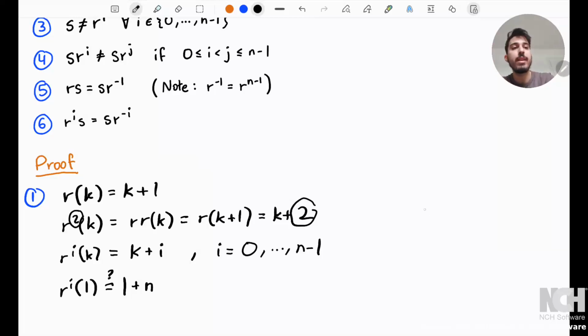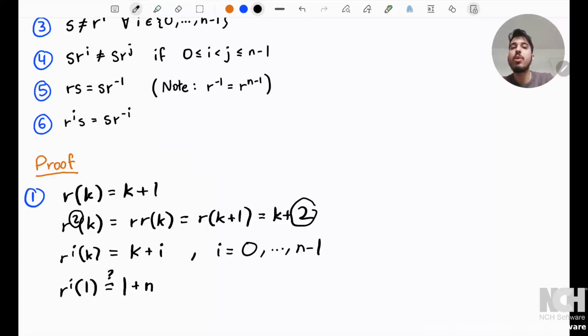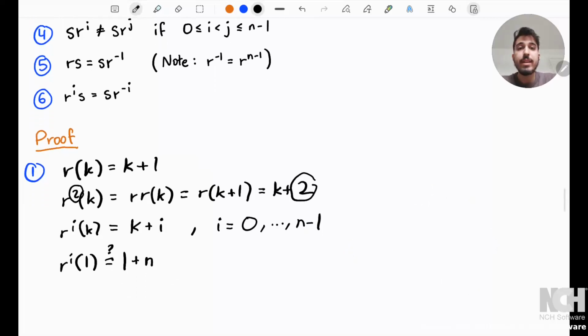In fact, in a polygon, 0, 1, 2, 3, 4, 5, 6. So n is 6, which is the same as 0. So if we have n here, it's the same as having 0 here. So can it ever be equal to 1 plus n? And the answer is no, because i is between 0 and n minus 1.